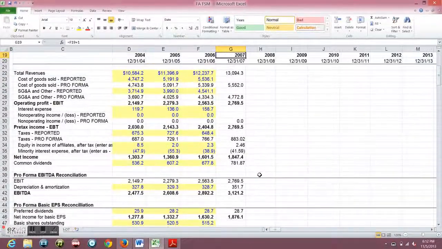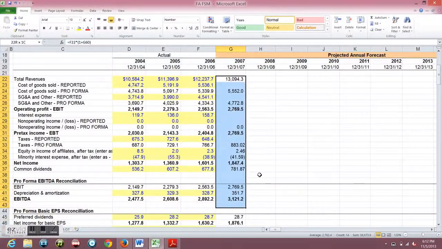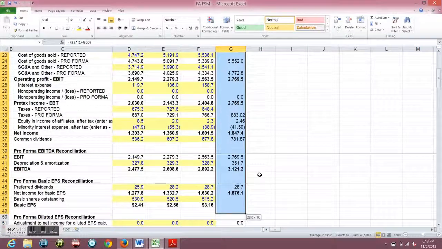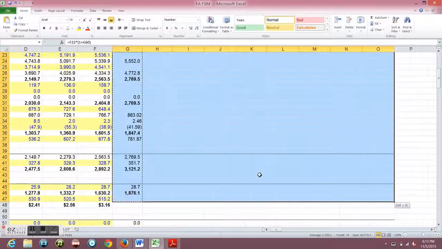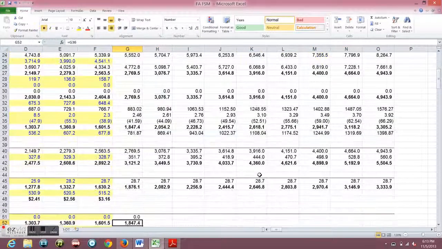So you're probably asking yourself, do we do this for the whole thing? No. Just press shift, take it all the way down, and you just press copy. Press shift again, go all the way down to the last row, and press enter. Voila. And you just, in a snap of a button, projected your whole income statement.